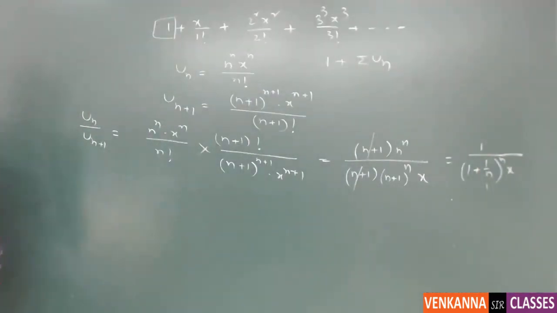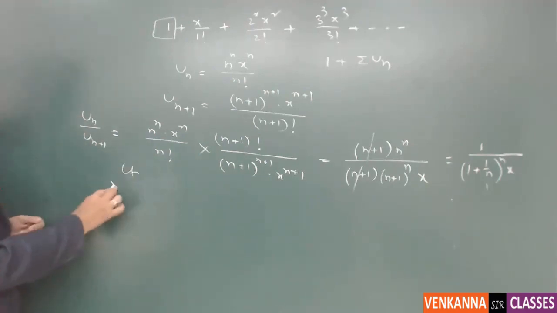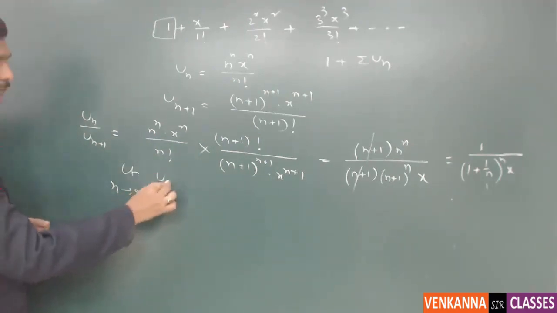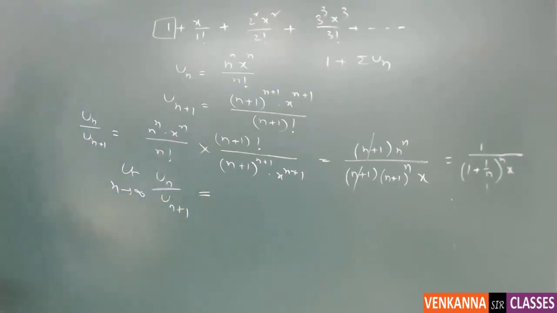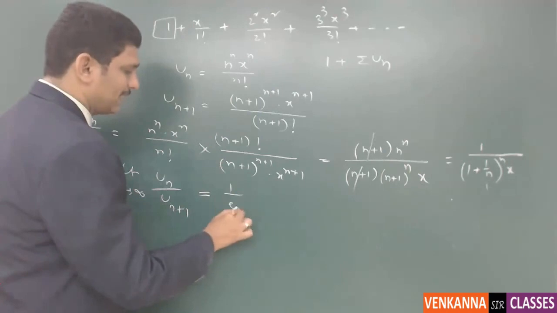Accepted? Any questions in simplifying the part? Yes or no? So if you calculate limit n tends to infinity un by un plus 1, this value equals 1 by e^x.